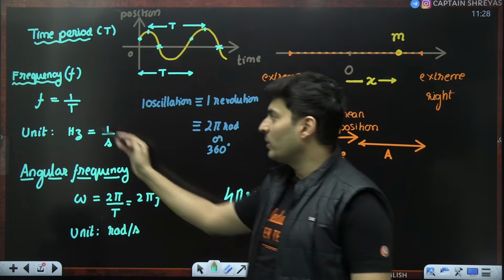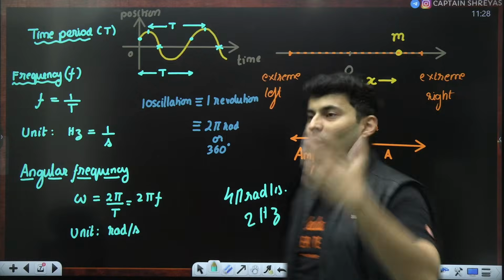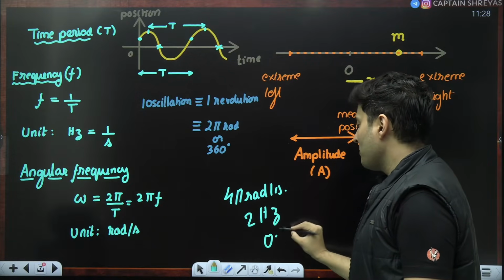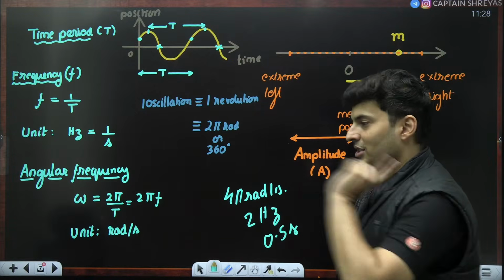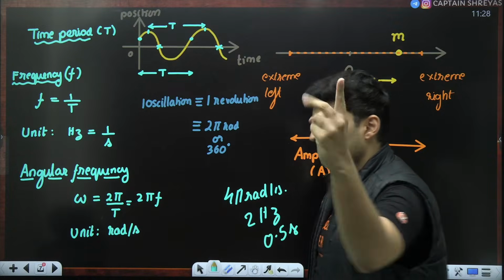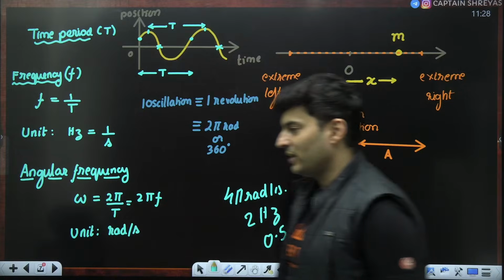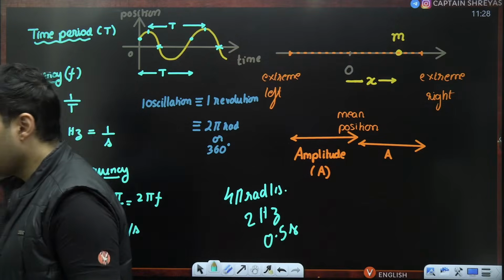And if you talk about the time period, if f is 2, time is 0.5, makes sense. So it is basically 0.5 seconds. You're just completing one round in 0.5 seconds. So 0.5 is 2 rounds in 1 second. 0.5 seconds. Correct?